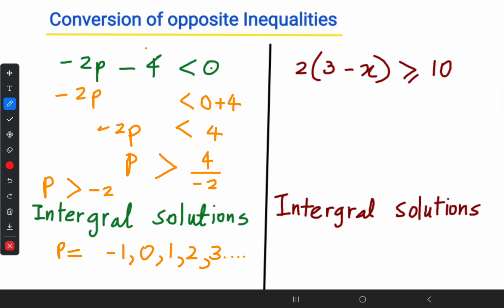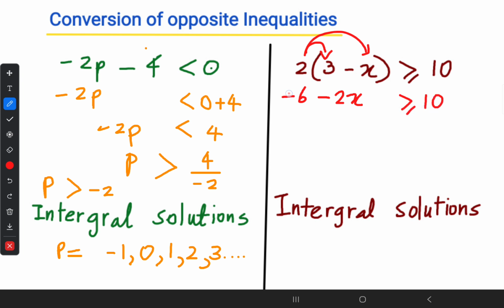Hereafter, in the next case, we have a 2 as a common factor. I'll expand this one. Otherwise, you can directly bring that one as a division. That's your convenience. 6 times 2 times 3, 6. 2 times of negative 2x, it would be negative 2x greater than or equals to 10.